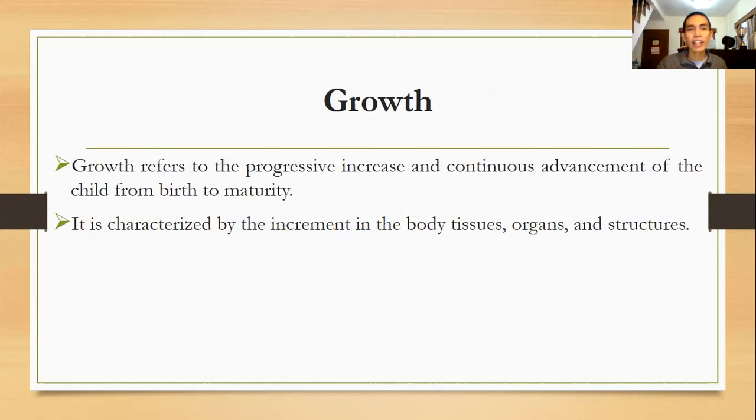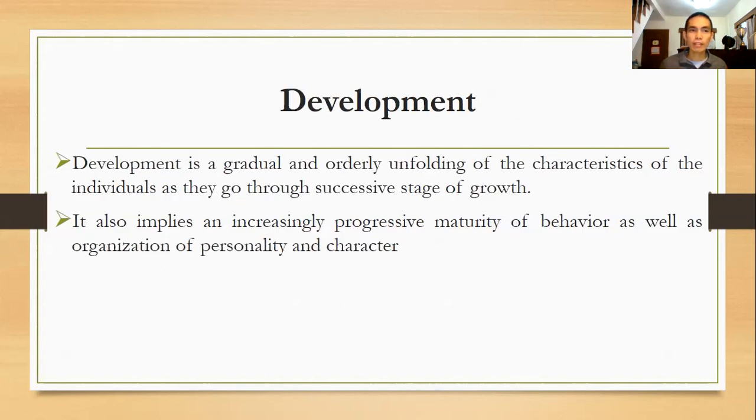All right. And the next one is development. Development is a gradual and orderly unfolding of the characteristics of the individual as they go through successive stages of growth. It also implies an increasingly progressive maturity of behavior as well as organization of personality and character. So every time a person grows and matures, of course, development happens as well.